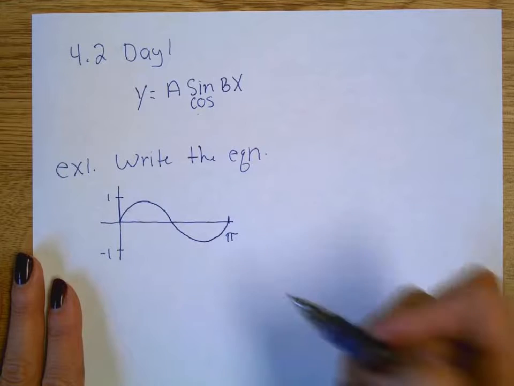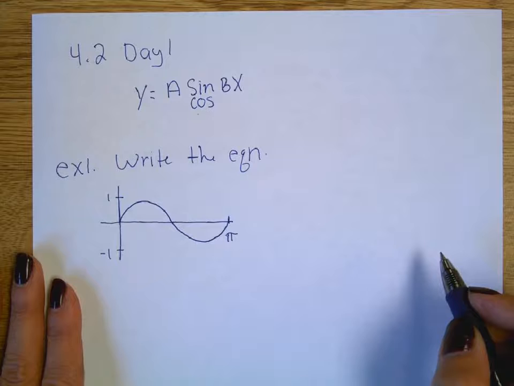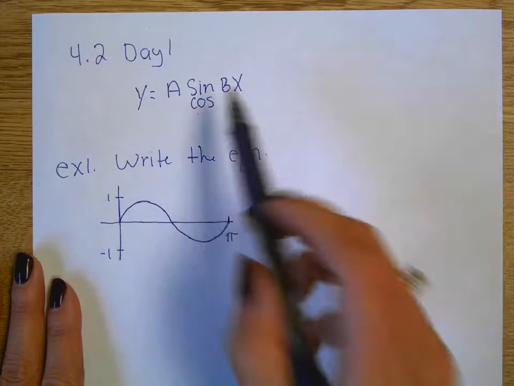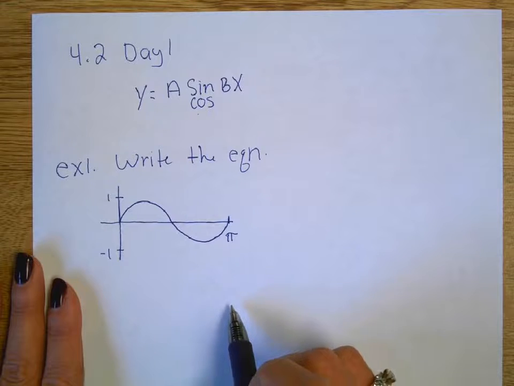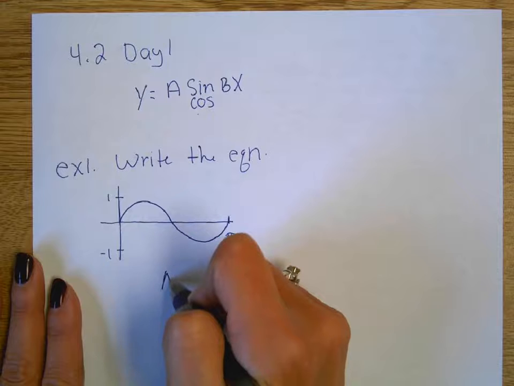Okay, so writing the equation is basically filling in the three spots. Guys, want to stop talking in the back? Okay. You need to figure out the A. A is our amplitude. What's the amplitude on this graph? 1. The distance from the axis to the max. So the amplitude is 1. So the A is a 1.